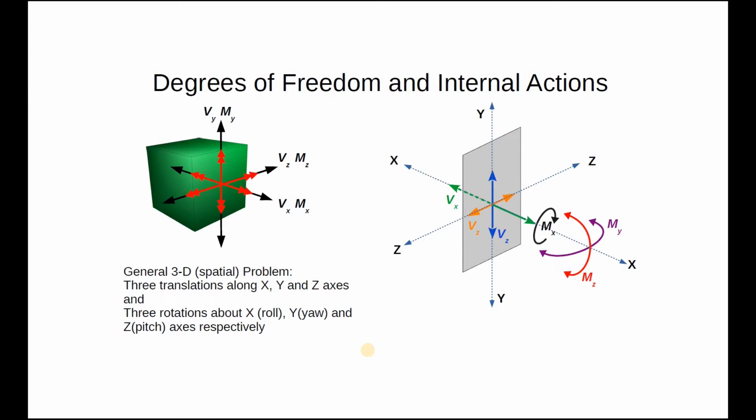Let us now assume that a structural member is aligned along x-axis. When referring to a point on a cross-section of that structural member, we can relate each degree of freedom to corresponding internal action. The translation along x-axis can be related to axial force. The translation along y-axis can be related to shear force in y direction. The translation along z-axis can be related to shear force along z direction.